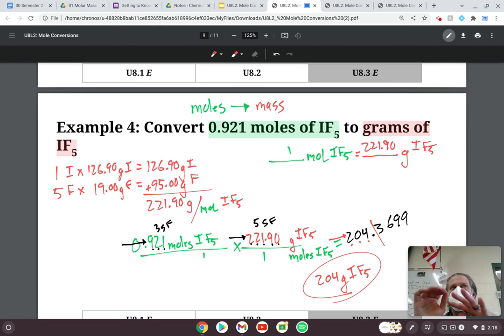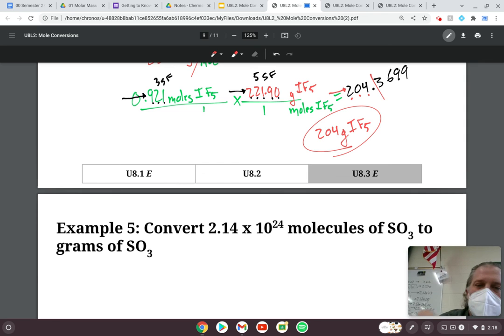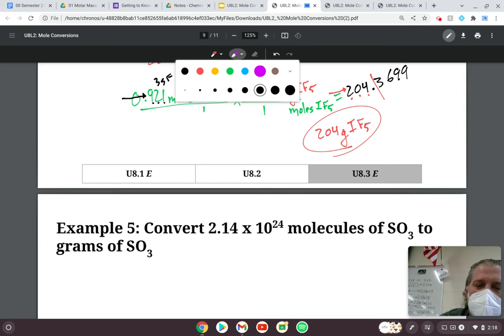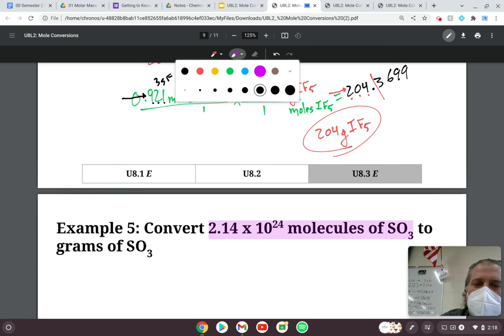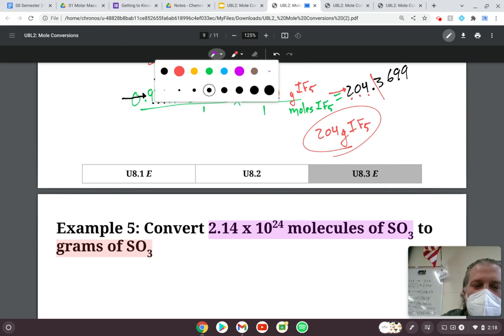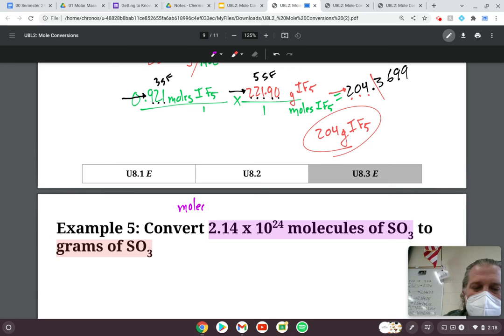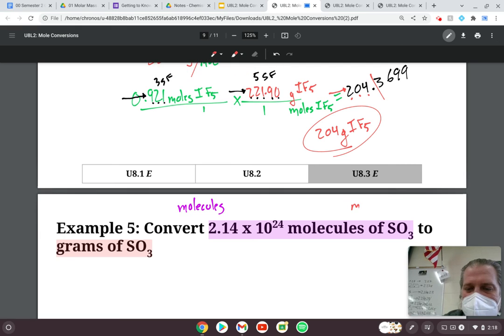So we went mass to moles, moles to mass, moles to particles, particles to moles. Now we need to ratchet it up one more level. In this case, we have 2.14 times 10 to the 24 molecules of SO3, and we are going to convert it to grams of SO3. So here we are starting with molecules, ending with grams or mass.